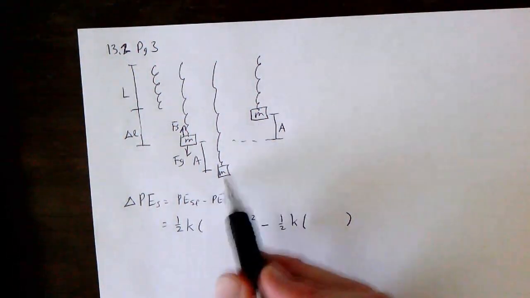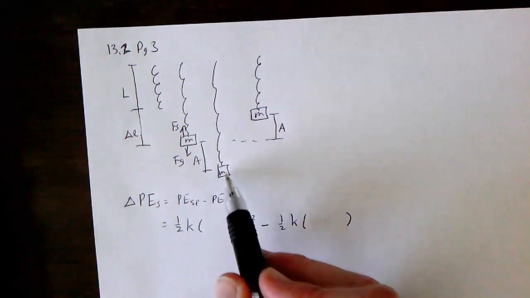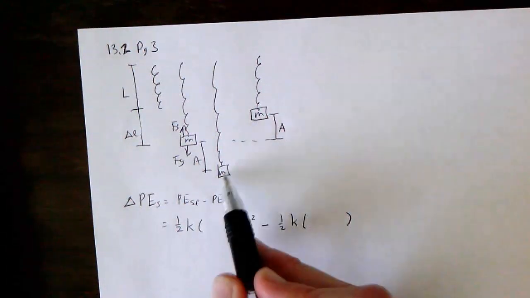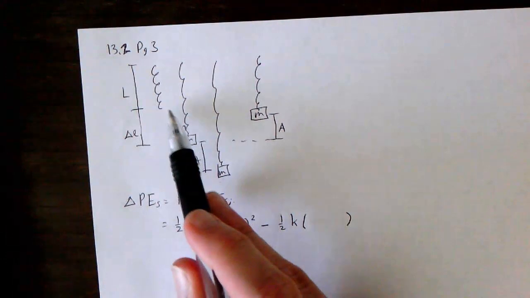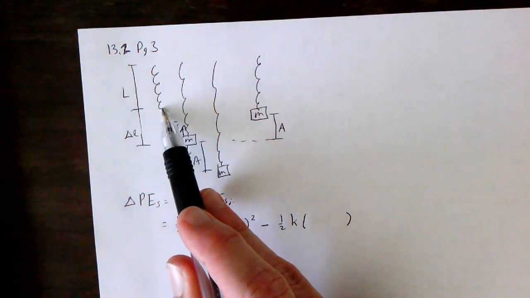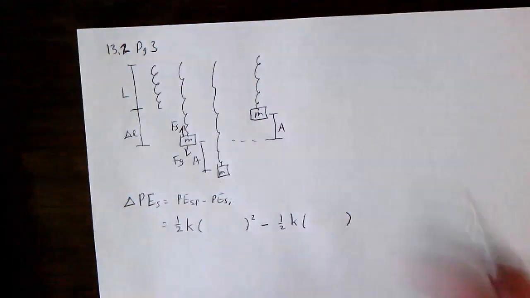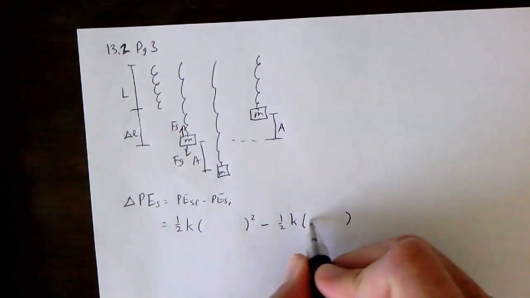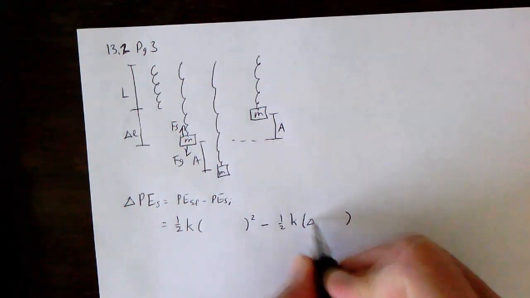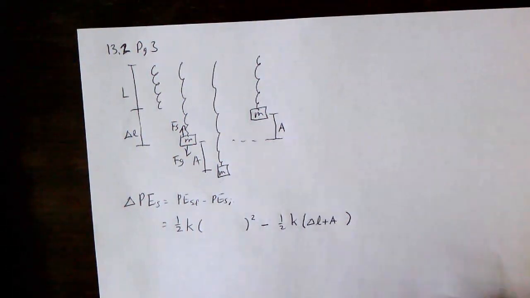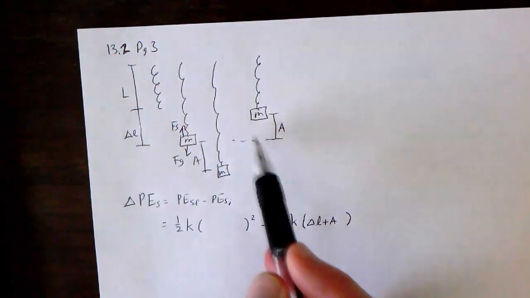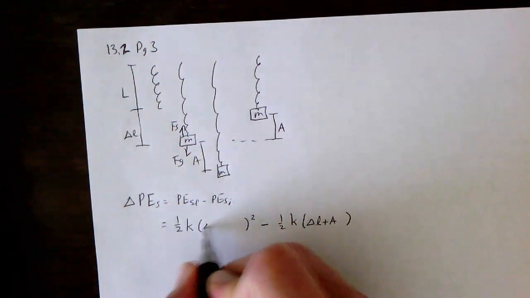We could do there to there, or we could do from here to here. Since we did from there to there before, I'll go from here to here. So this is the final. This is the initial. So the length that the spring is stretched here is delta L plus A. So that's going to be my initial delta X. So 1/2 K, and delta X is this delta L plus A. And then my final position is delta L minus A.